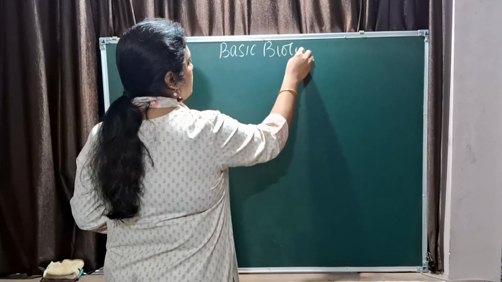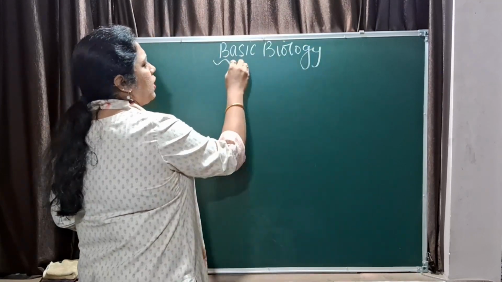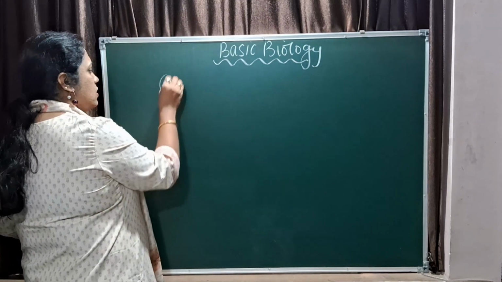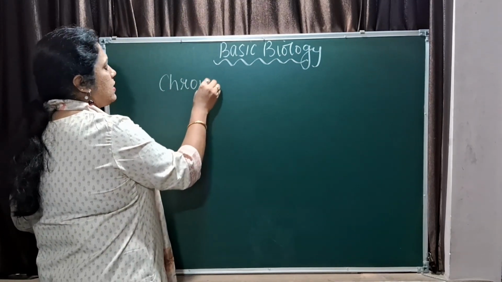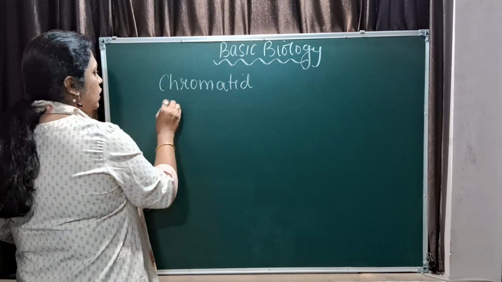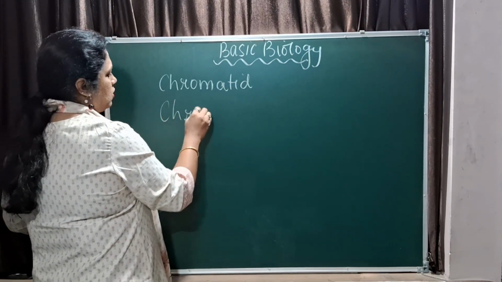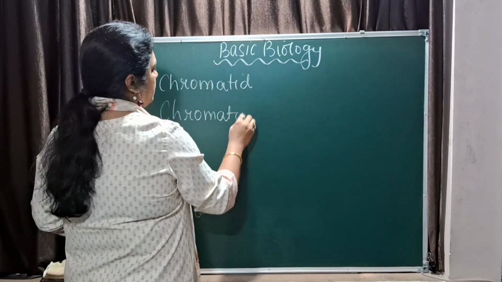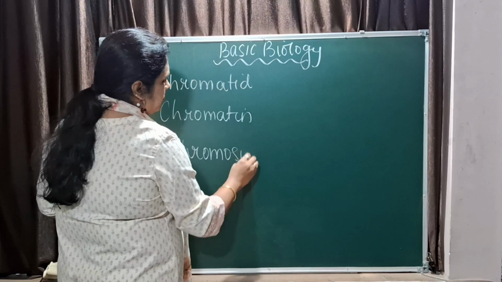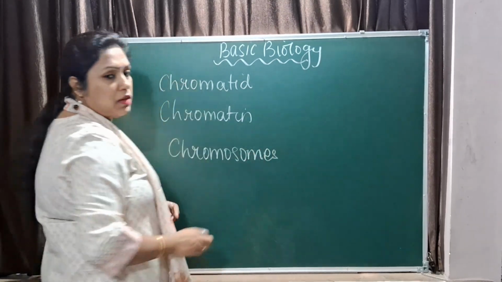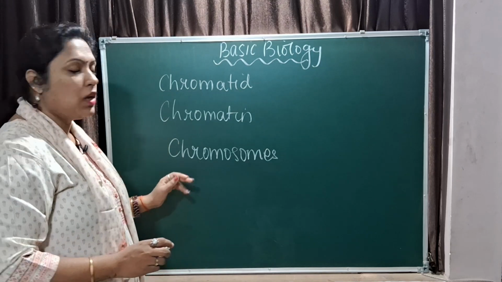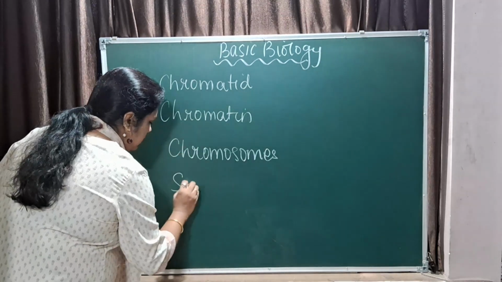How many marks does it come for? It comes for around 10 to 12 marks. Now children, before we understand the concept of cell division, cell cycle and the structure of chromosomes, you need to know these words: chromatin, chromatid and chromosomes. And then one more, sister chromatids.